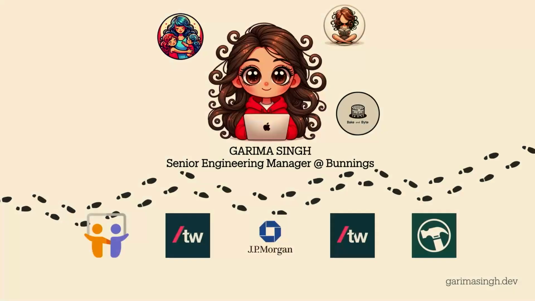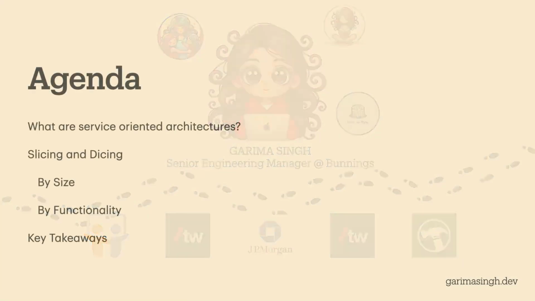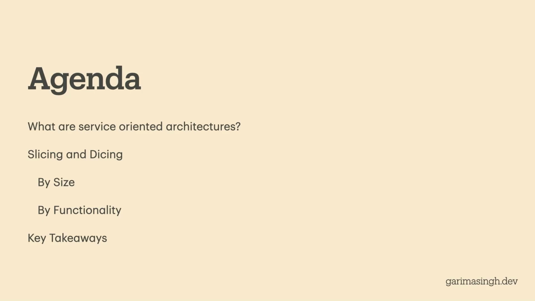So I'm going to talk a lot about service-oriented architectures today, based on whatever I've learned and how I've seen the architecture evolve over the period of time. I'm going to talk a little bit about services and when you look at them from different aspects, sizes, and sometimes by functionality. And we're going to go through some definitions for me, which is very important because when you're trying to invest into something, you really need to understand what you're investing in. And then I'll wrap it up with some key takeaways.